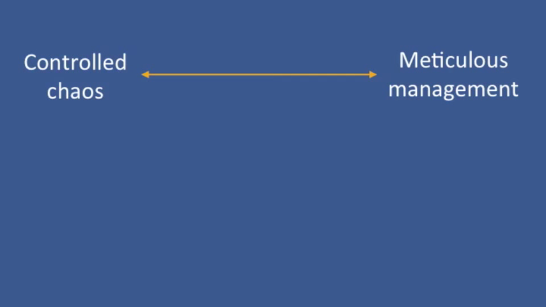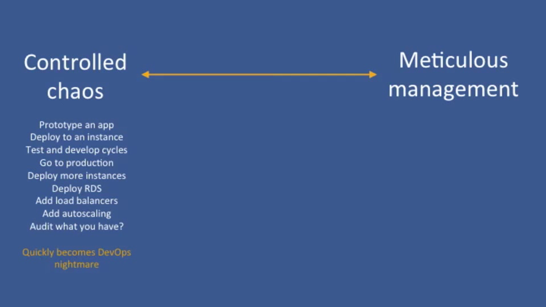Let me give some typified examples of what I mean by each of those. At the controlled chaos end of the spectrum, you might have a process where we prototype an application and deploy it to an instance in the cloud. We might iterate over that application using test and development cycles, and then go into production. We're doing this all the way through developing the application, and you get to the point where you have to deploy on more instances for scalability. You might deploy onto a relational database service for scale of the application database, adding load balancers and auto-scaling groups, and then you take a step back and say, well, let's audit what we have, how do we document what we've got?